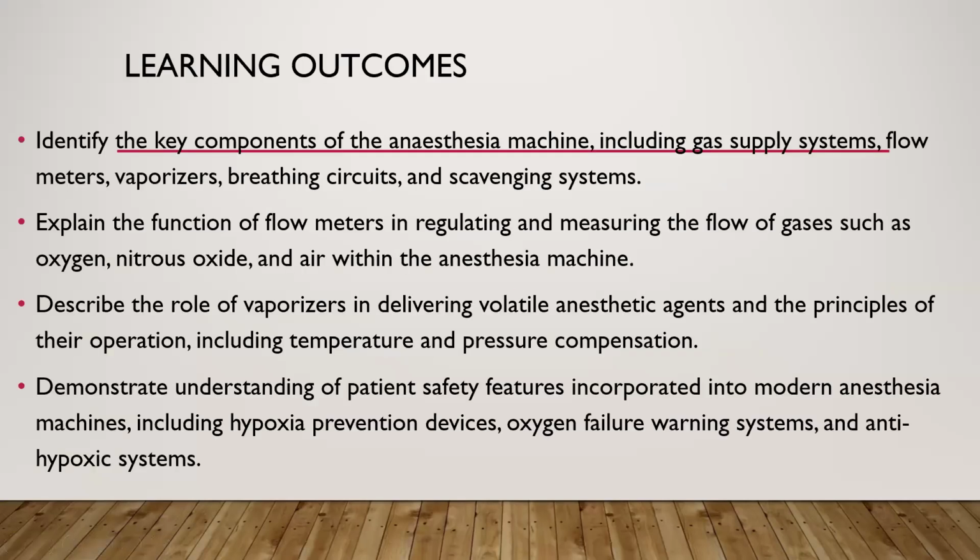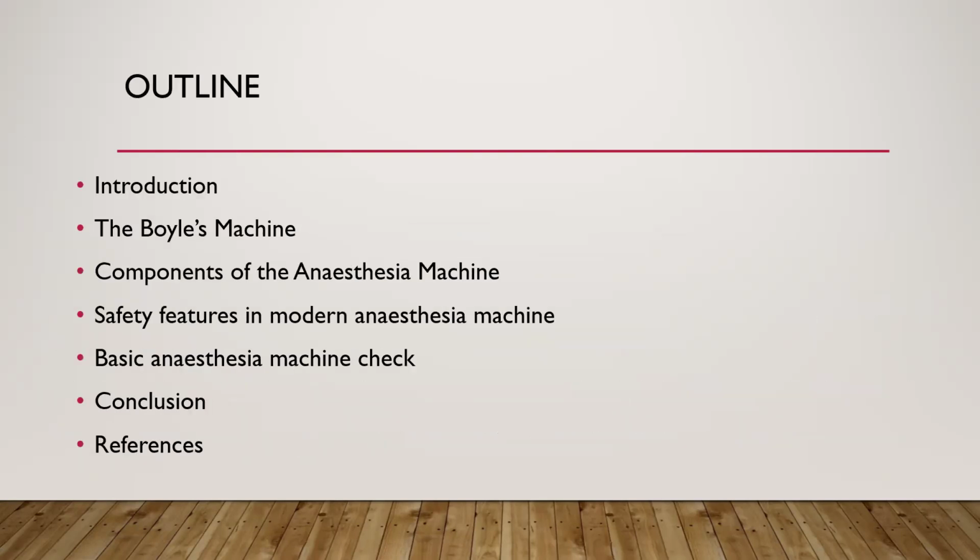So our learning outcomes are as follows. We want to identify the key components of the anesthesia machine. We want to be able to explain the function of flow meters, a regulator measuring flow of gases. We should be able to describe the role of vaporizers and demonstrate the patient safety features incorporated into the modern anesthesia machine. So this is what we hope to achieve. At the end of this tutorial, everyone should have a grasp of these learning outcomes.